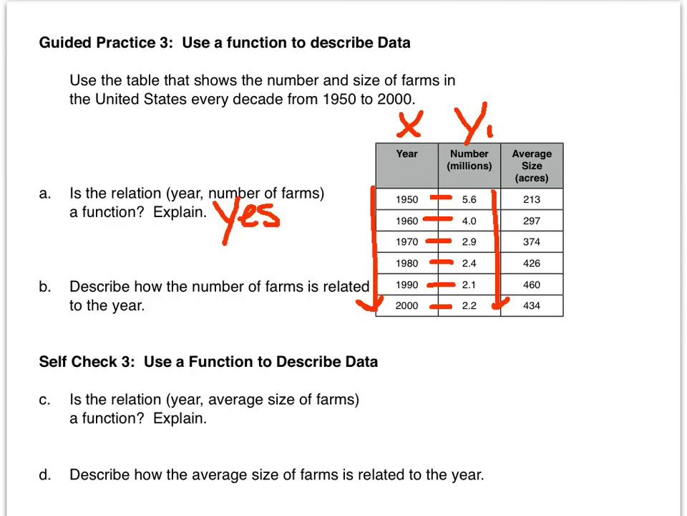In self-check 3, you're going to use this same table, only you're going to use the information that it requests. So in C it says, is the relation year to average size of farms a function? Explain. And in D, describe how the average size of farms is related to the year. So go ahead and do these on your notes page. Again, there's no work to show, so you'll just show me your answers.